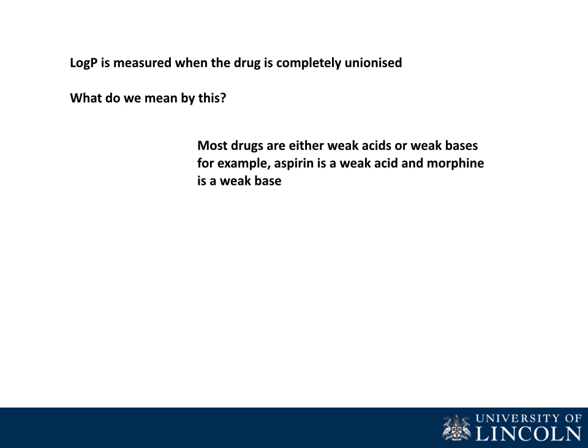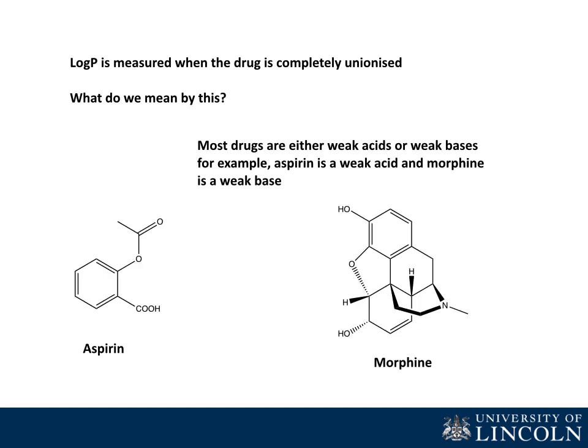You see, most drugs are either weak acids or weak bases. I've taken 2 drugs as an example here. Aspirin, which is a weak acid, and morphine, which is a weak base. Here are the structures of the aspirin and morphine.